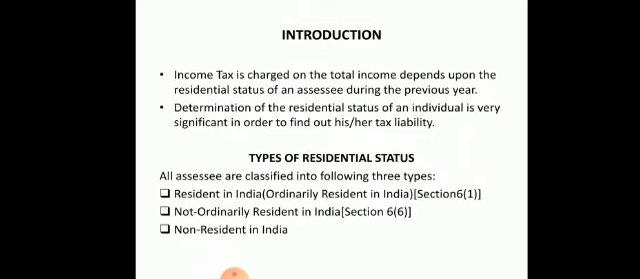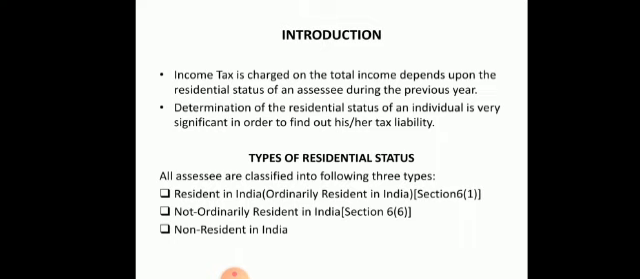Let's begin with the introduction part. Income tax is charged on total income. Total income means the income of an assessee calculated under the five heads of income, like income from salary, income from house property, income from capital gains, income from business or profession, and income from other sources.